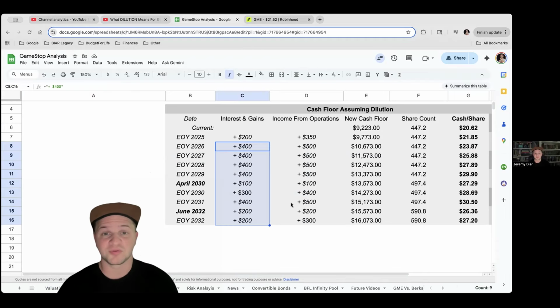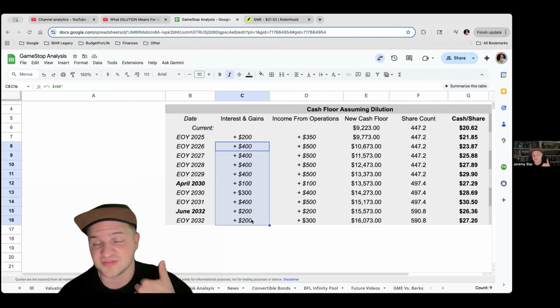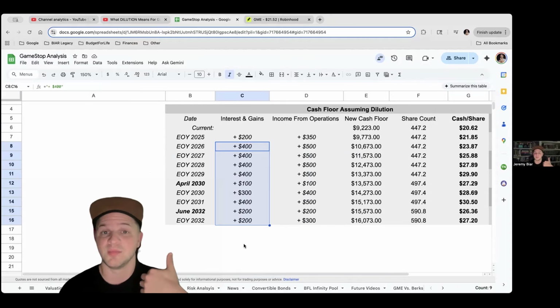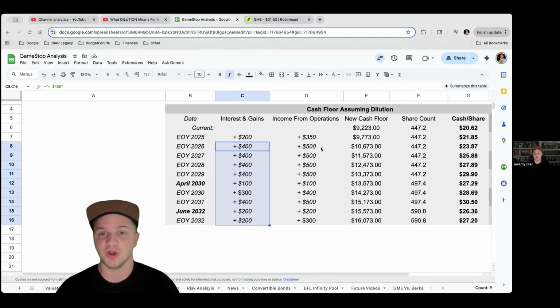We know that rates probably will come down, and so that could lower interest income. However, that could also increase Bitcoin income. So that's why I don't model this going down. One, because if rates do come down aggressively, GameStop likely will make more gains on their Bitcoin position. And two, their cash position is growing, right?